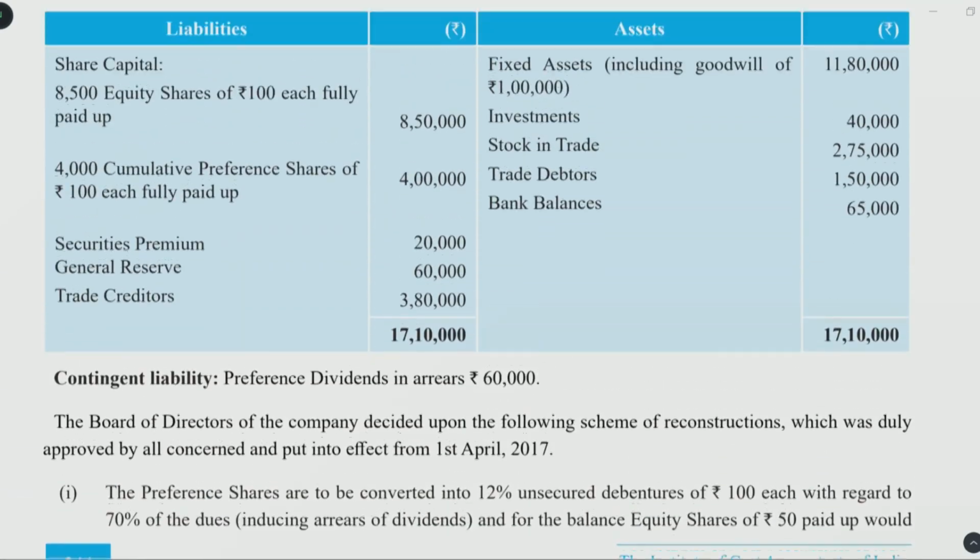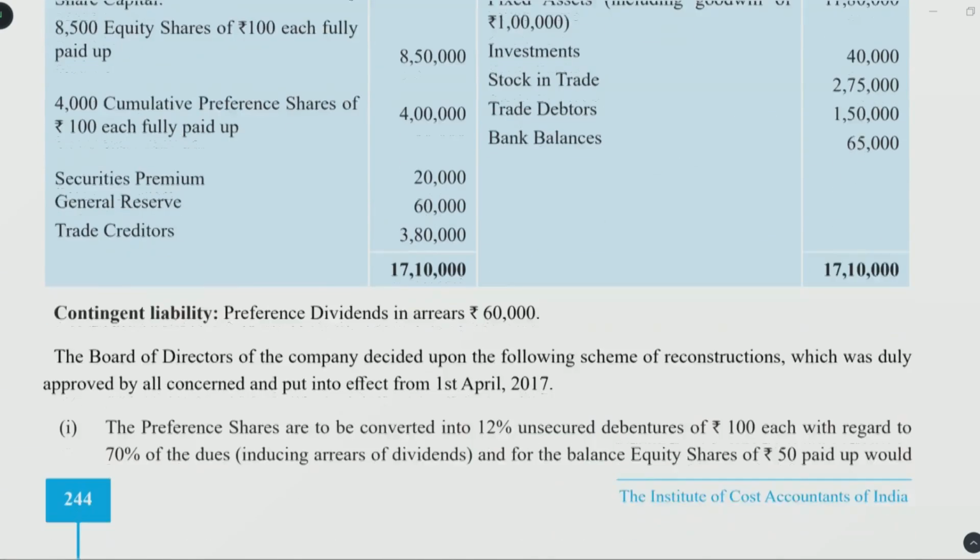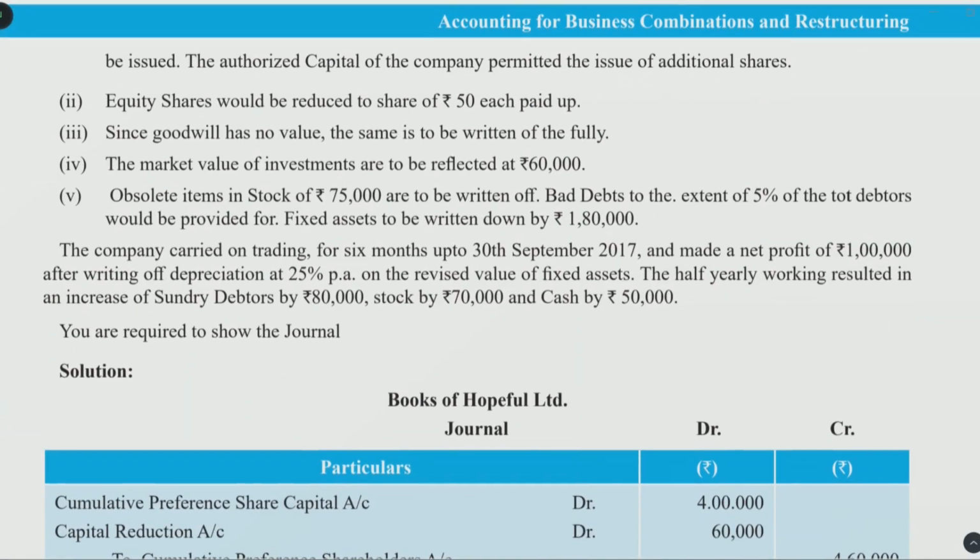If you can see what is the value of investment given in the balance sheet, it is 40,000. So actually in investment you are going to record an increase, correct, from 40,000 to 60,000. Obsolete items of stock, 75,000, are to be written off. This will be basically a reduction from your stock. Bad debts to the extent of 5% of total debtors would be provided for, means you create a provision for doubtful debts. Fixed assets to be written down by 1,80,000.